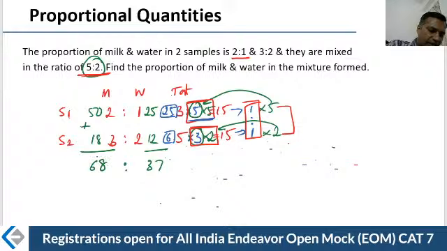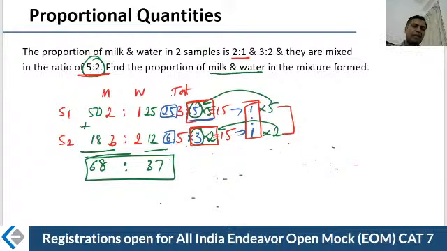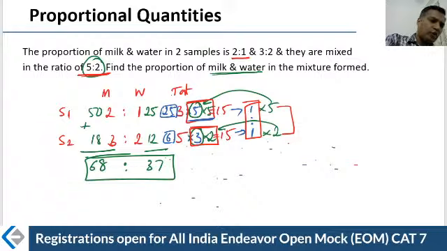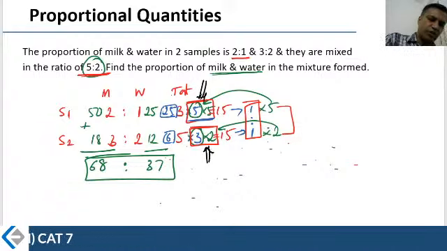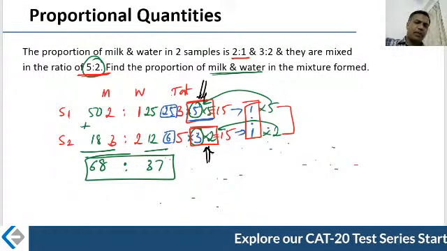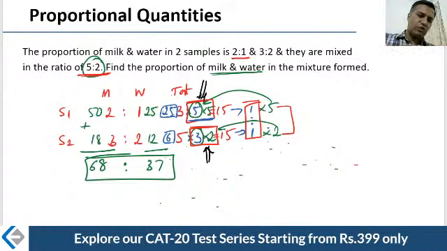This is the final ratio expected. That's the question he's asking: tell me the milk and water. Pretty simple. Once you know how to get your multipliers, you kill this question in no time. Get your multipliers via LCM. First make it equal and then get to the new multiplier required there.